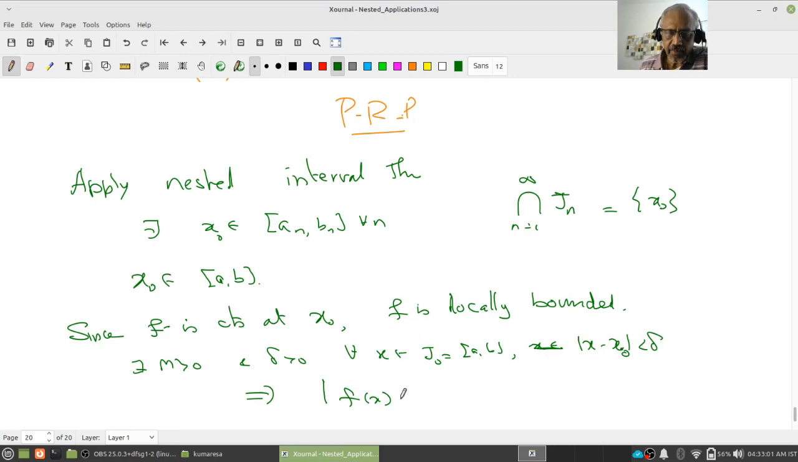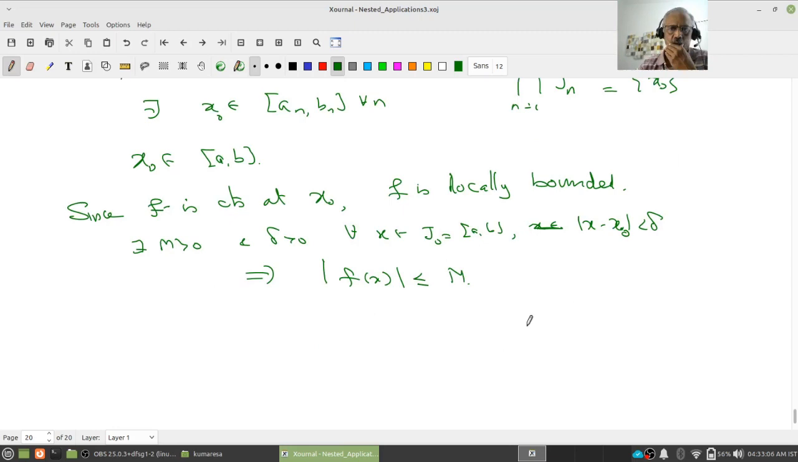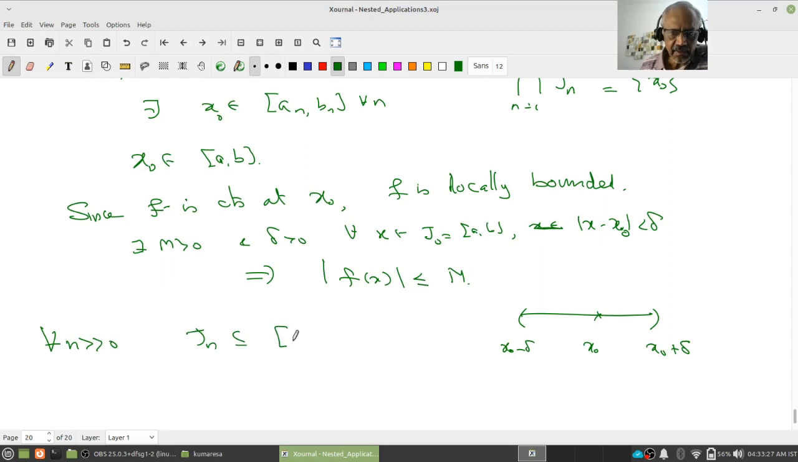Yeah, now you see how we are using this. Now let's look at the interval from x0 minus delta to x0 plus delta, right? Now I want to say for n very, very large, my Jn's are contained in this interval from x0 minus delta to x0 plus delta. I want to prove this. Okay, this is our claim.